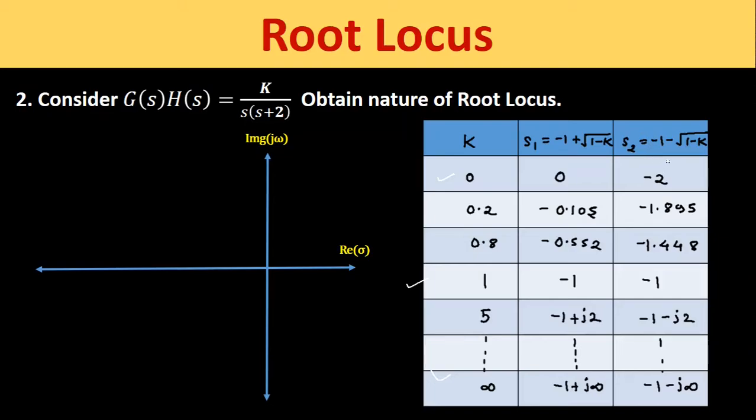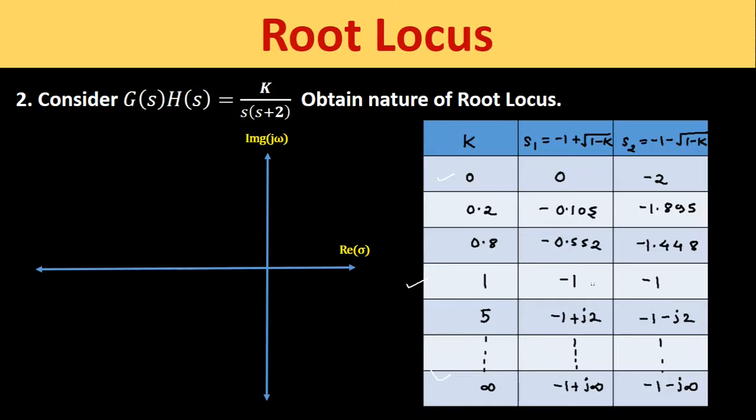Similarly for s2 also we find out all the values according to the value of K. When K is equal to 0 we get s2 is equal to minus 2. Similarly when K is equal to 0.2 we get s2 is equal to minus 1.895, and when K is equal to 0.8 we get s2 is equal to minus 1.448, and when K is equal to 1 we get s2 is equal to minus 1, and when K is equal to 5 we get s2 is equal to minus 1 minus j2, and similarly when K is equal to infinity we get s2 is equal to minus 1 minus j infinity.